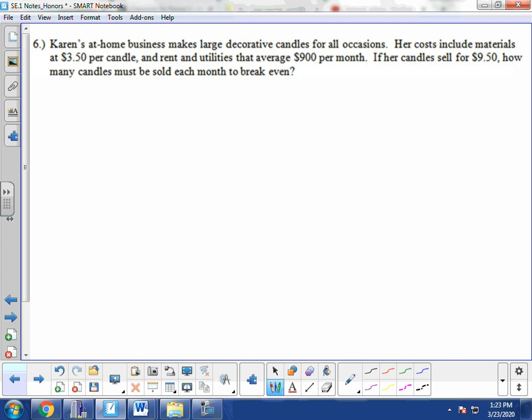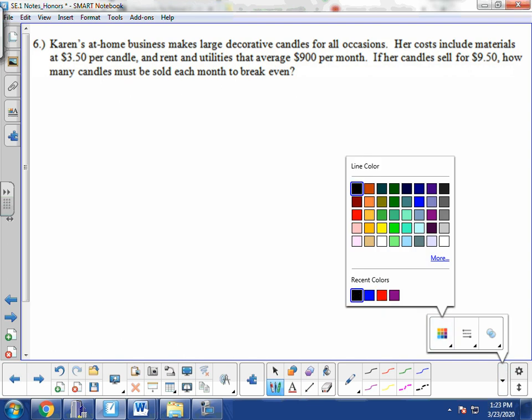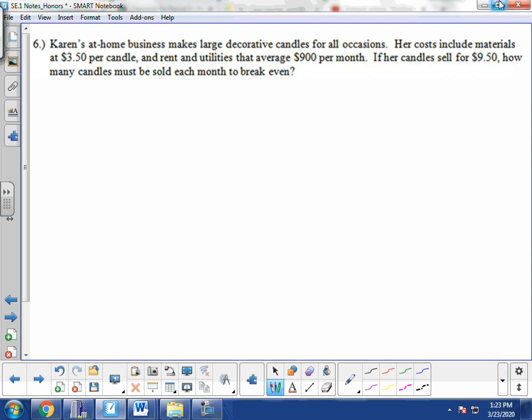If her candles sell for $9.50, how many candles must be sold to break even? So here the only thing that we don't know in this problem is how many candles there are. So let x be the number of candles. And we're assuming that every candle that she makes is going to be equivalent to every candle that she sells. So to break even basically means that she's not making a profit, but she's not losing any money. So what we want is we want her cost to equal her revenue.